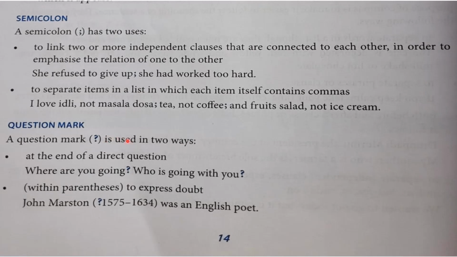Okay, then comes the semicolon. A semicolon, can you see the mark, students? A full stop and a comma in a vertical manner. It has two roles: to link two or more independent clauses that are connected to each other, in order to emphasize the relation of one to the other. For example: she refused to give up; she had worked too hard. So these are the two clauses, parts of a sentence, that are connected with the help of a semicolon.